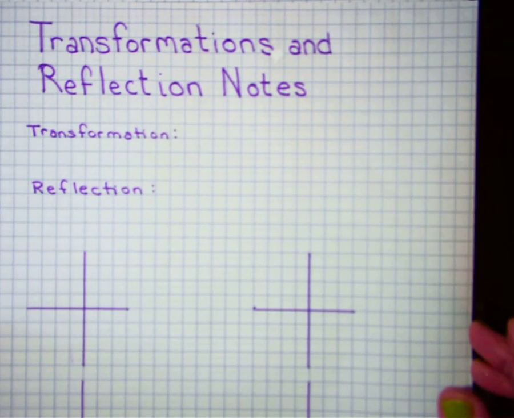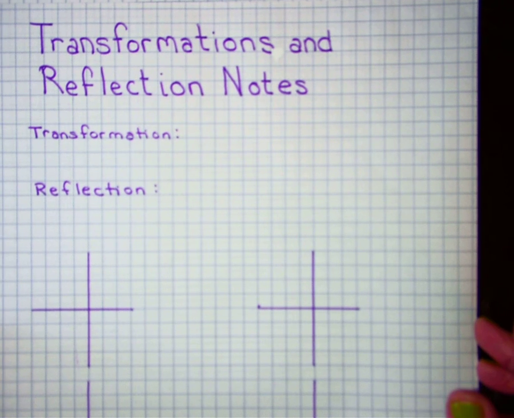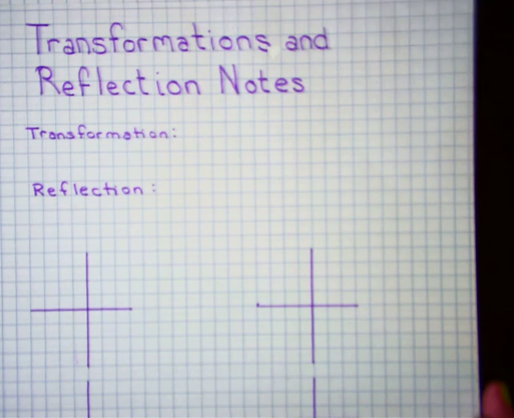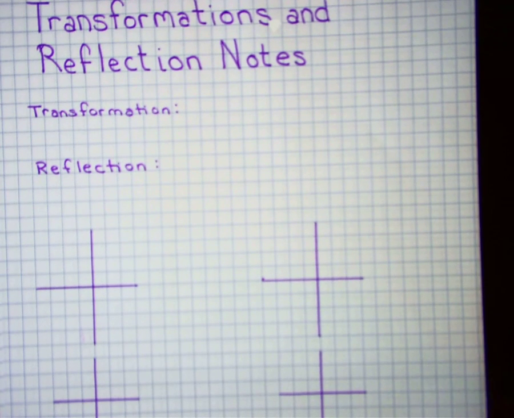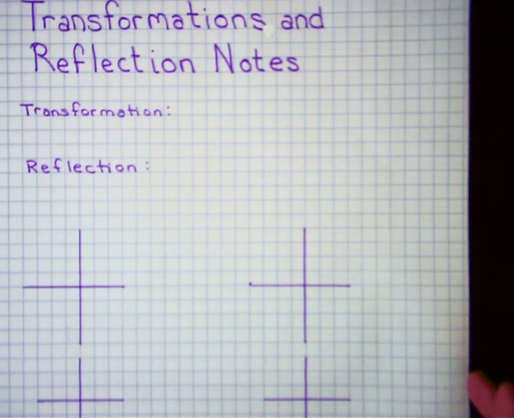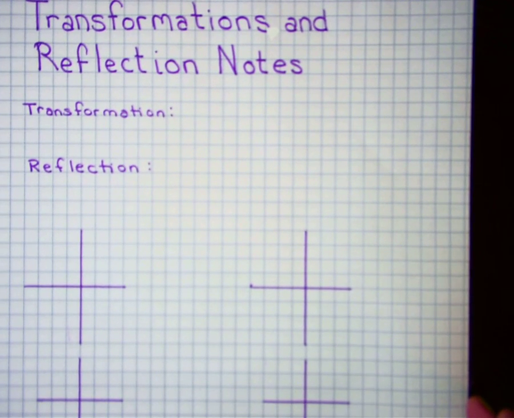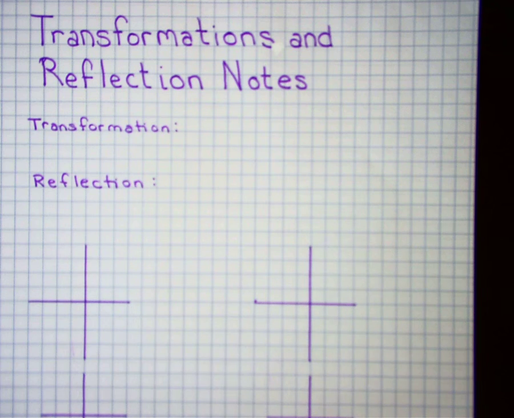Okay, now we're going to look at, we just finished parent functions, so we'll look at transformations and reflections. Essentially what this does is it takes our parent functions and moves them around the graph so that we can easily graph functions that we know the parent function of without much work.